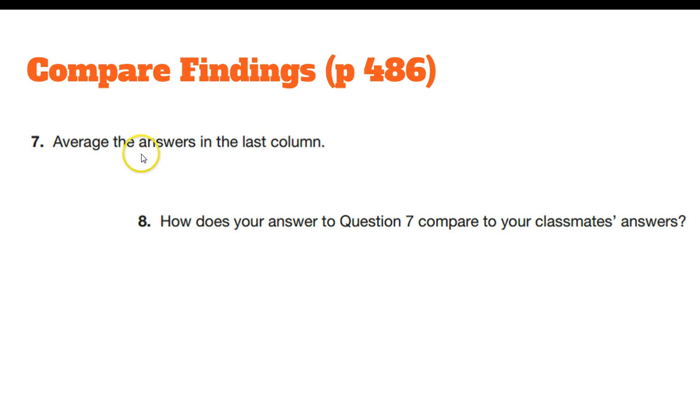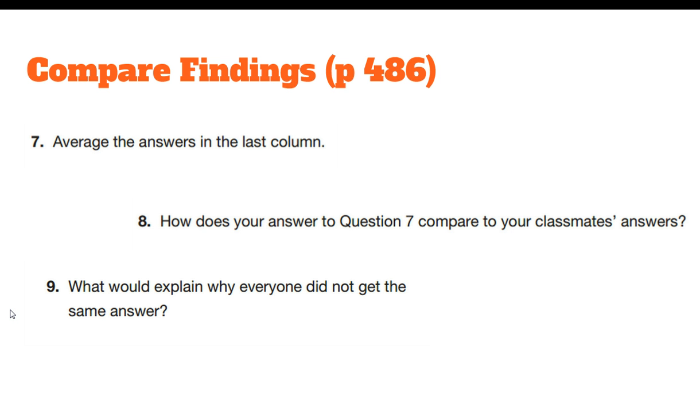Then what you're going to do is compare your answer to your classmate's answer. So you guys are going to have to volunteer what your answer is for question 7. Now, why don't you discuss why everyone did not get the same answer? Because that'd be kind of hard to do for everybody to have the exact same answer. So talk amongst yourselves, or talk with Mrs. Ryder to figure out, why would you not get the same answer?